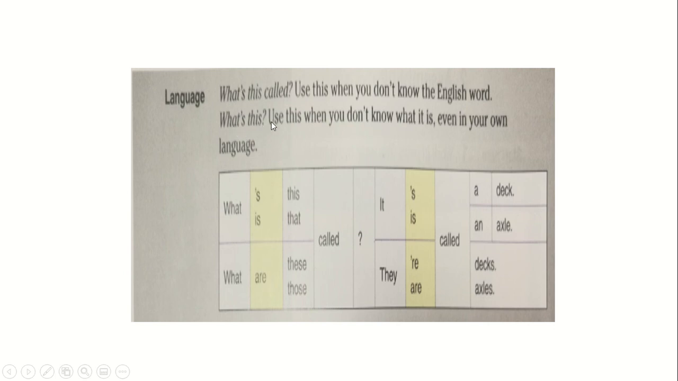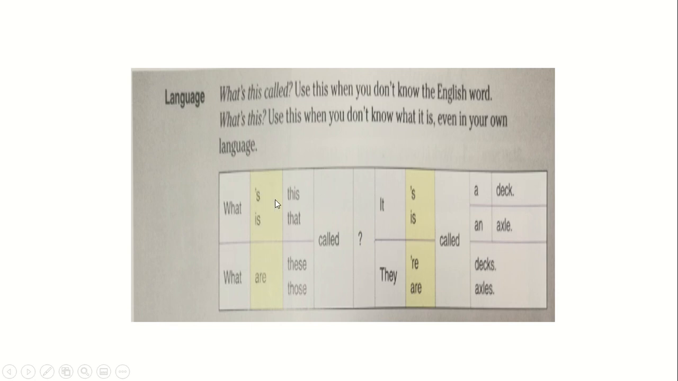What's this? Use this when you don't know what it is, even in your language. So this is a big difference. What's this called? You know it. Okay, but you don't know the English word. For example, you know the word سيارة, and you say, what is this called? But what's this? You don't know it. So what is or what's this and that called?